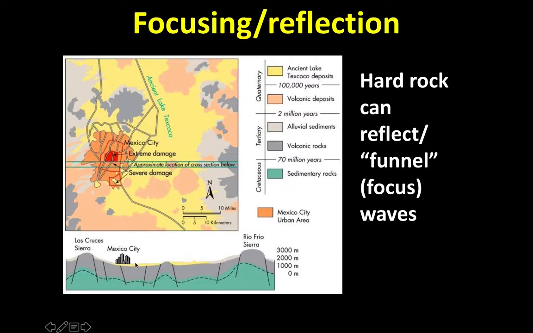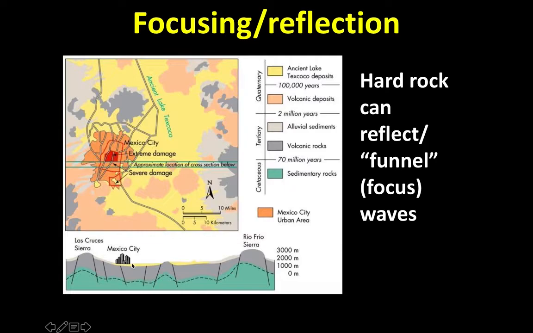It now causes waves which are traveling through this sediment to bounce around, bounce, bounce, bounce. They're bouncing around, and they're going to bounce back together when they hit each one of these sides. And just like a satellite dish, they're going to get focused right in the center. And guess where Mexico City is built? Right in the center of that.